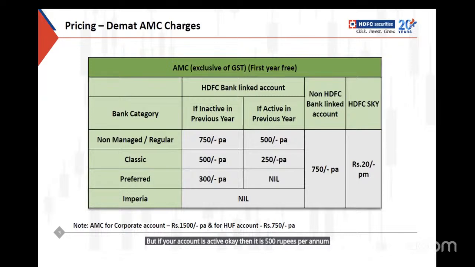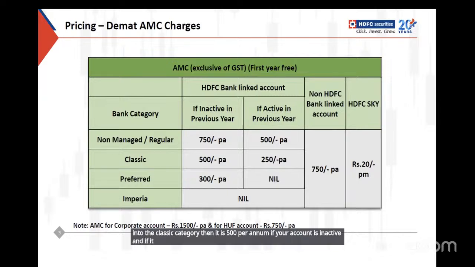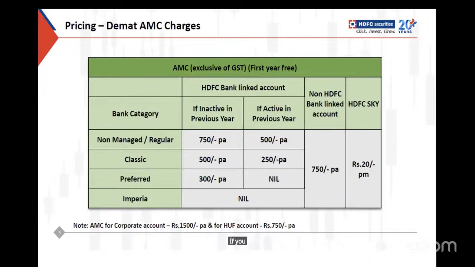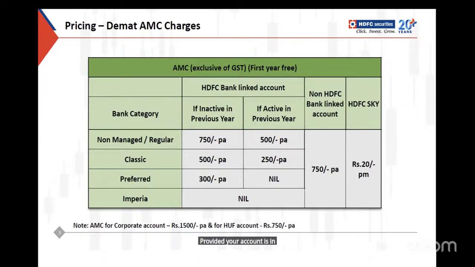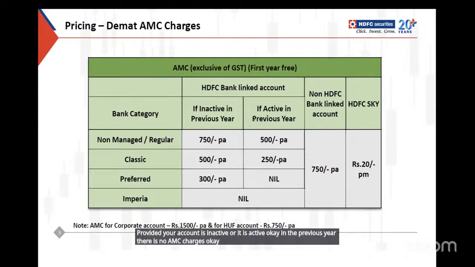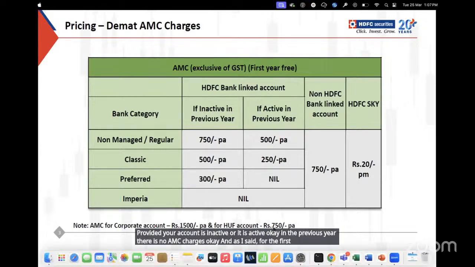If you fall under the classic category, then it is 500 per annum if your account is inactive, and if it is active, then it is 250 per annum. If you come under the preferred category, then it is 300 per annum if your account is inactive in the previous year. And if it is active in the previous year, then it is nil. Talking about the Imperial category, whether your account is inactive or active in the previous year, there are no AMC charges. And as I said, for the first year, the AMC is absolutely free.